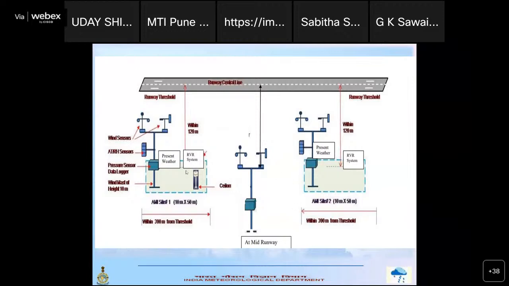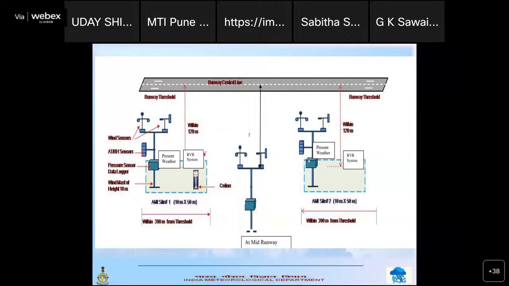Okay, so these are basically the instruments. There is a 10 meter mast because wind is always measured at 10 meters above ground. That's why the 10 meter mast is installed at the runway site. At the top of that 10 meter mast, there are wind speed and wind direction sensors. And at 1.5 or 2 meters above ground level, there is the temperature sensor. This is the temperature sensor, and this is the enclosure box.